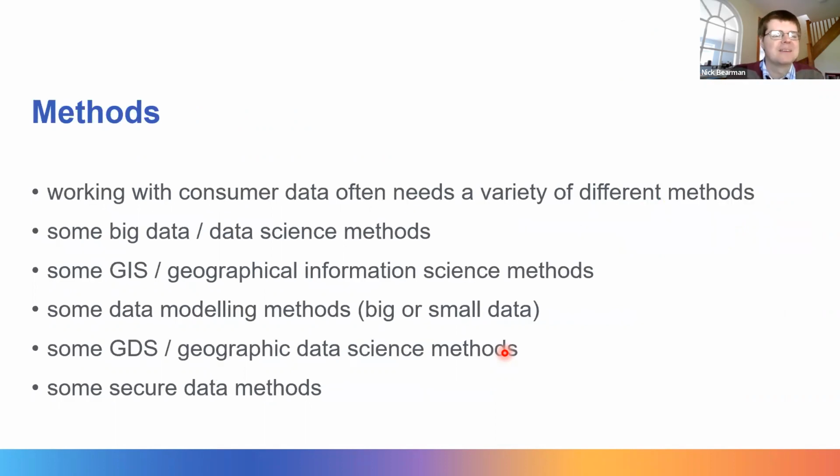So there are lots of different methods that we might need to master, or to know a bit about, to work with consumer data. Some of these are big data or data science methods. Some of them are GIS, spatial data methods. Some of them have to do with data modeling, and this can be for either big data or small data. Some are geographic data science related methods. And some relate to how we work with safeguarded and secure data and aspects related to GDPR. So we'll pick up a little bit on each of those as we go through.